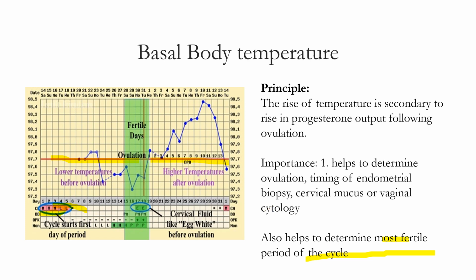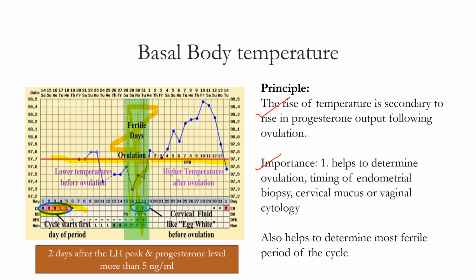Now what is the principle of this test? The rise of temperature is secondary to the rise of progesterone output following ovulation. Its importance is that it helps to determine ovulation. So it gives an idea of the timing of endometrial biopsy, cervical mucus study, or vaginal cytology. Because by endometrial biopsy we want to see the secretory changes of the endometrium. If we have an idea of the time of ovulation, then we can say that this period is the secretory phase. So this helps us have an idea about the cycle. It also helps to determine the most fertile period of the cycle. You can see that this is the most fertile period of the cycle.